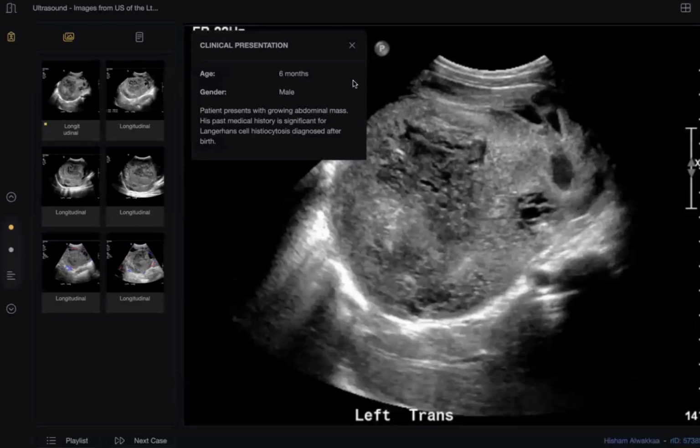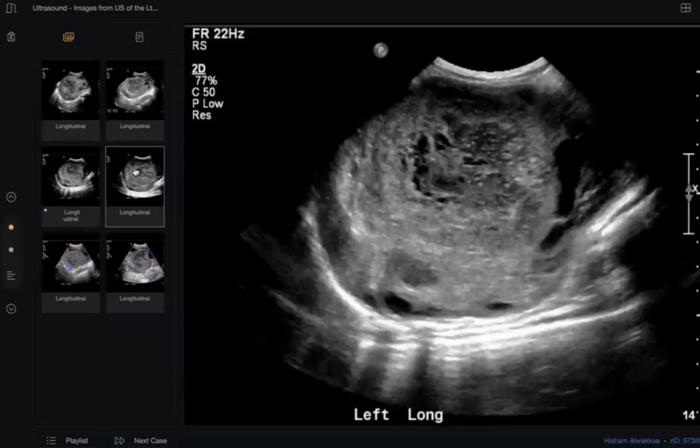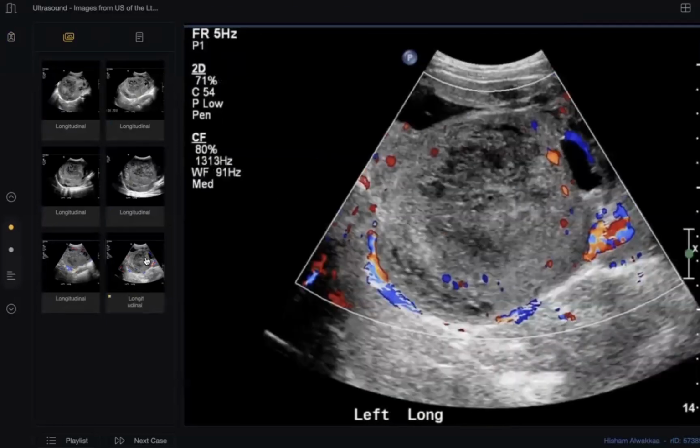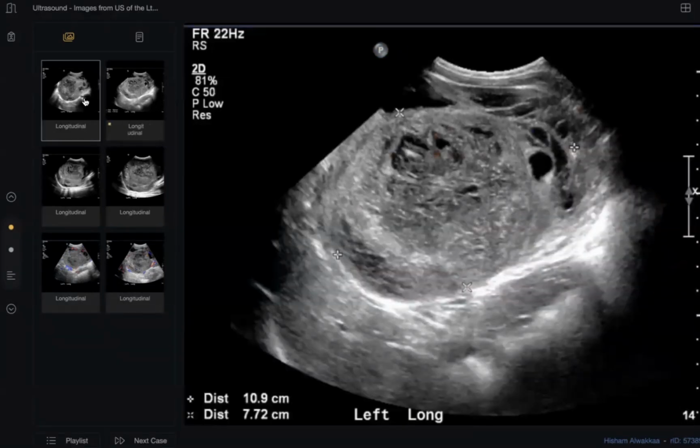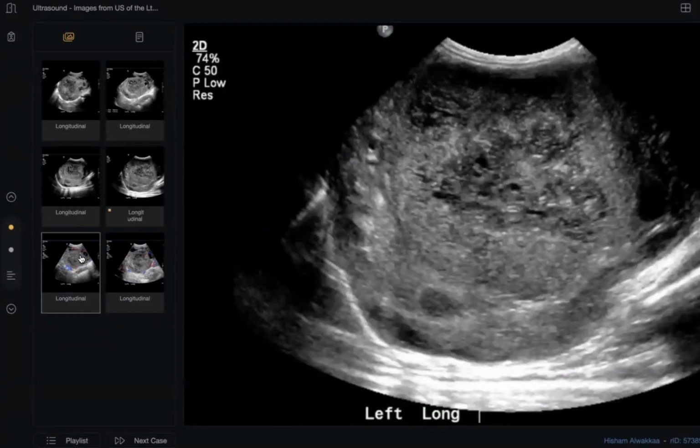Six months old male presented with abdominal mass. These are ultrasound images of a 6 months old male with abdominal mass. I can see that this is the region of the kidney. This is the left kidney.